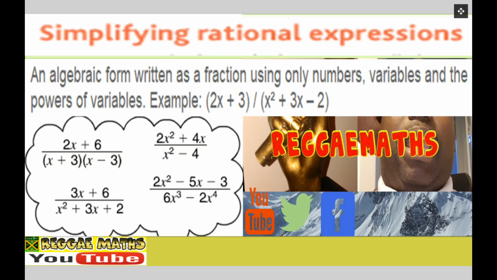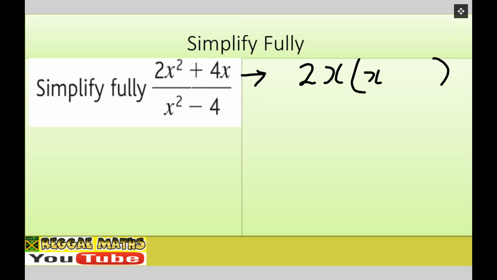Simplifying rational expressions, right? The key thing here is that when we do algebra, it's actually fractions. You can see here you've got all sorts of fractions, and that's what we're going to look to simplify. So if we look at the first question here, you've got 2x squared plus 4x.